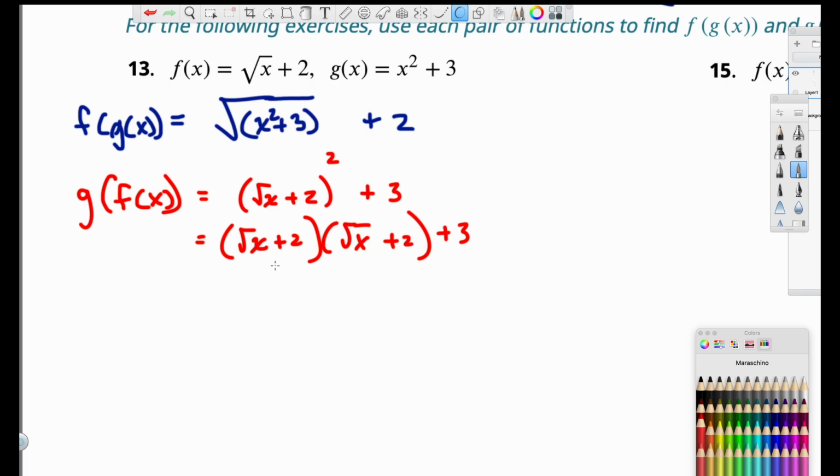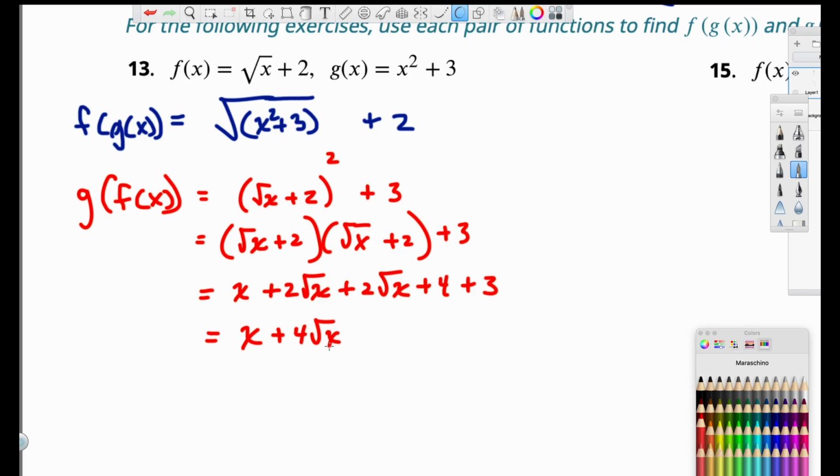Okay, first, square root of x times the square root of x is x. Outer, square root of x times 2 is 2 root x. Inner, 2 times root x is 2 root x. 2 times 2 is 4. Guys, I'm just FOILing here. Okay, x plus 4 root x plus 4 plus 3 gives x plus 4 root x plus 7. That's our answer for that.